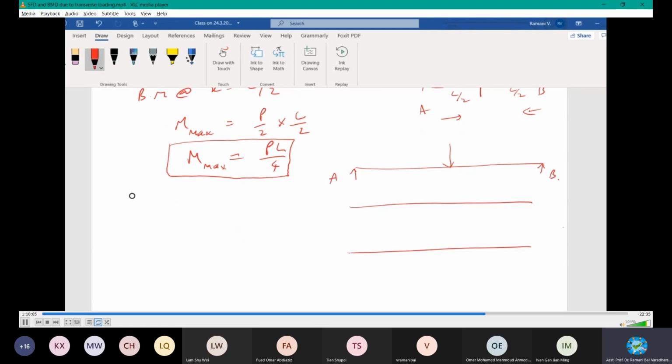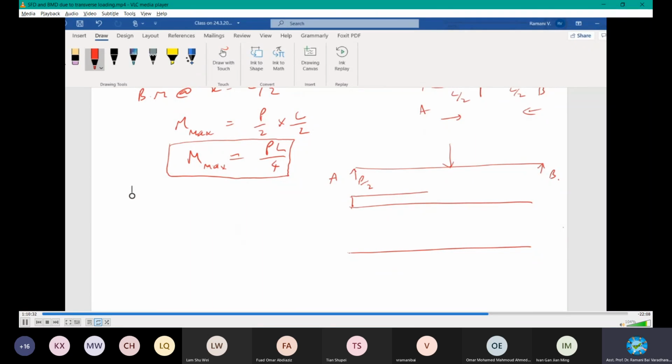Let's do one by one. Number 1 is the shear force diagram. Start from A. How much is R A? P by 2. Positive or negative? Upward is positive, so draw it on the top, which is positive. Because in shear force, for a point load, it's a horizontal straight line.